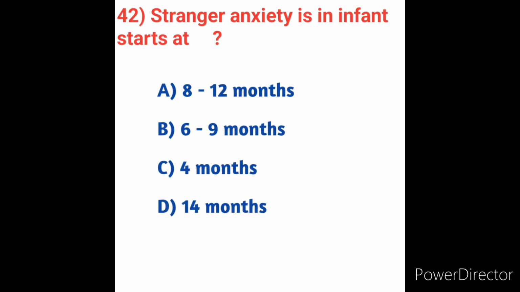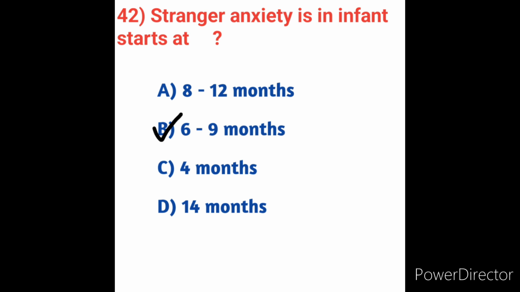Stranger anxiety is manifested by crying when an unfamiliar person approaches the baby. So, if an unfamiliar or unknown person approaches the baby, the baby will start crying. This is called stranger anxiety. It is normal when it starts at about 8 to 9 months of age, and it usually stops by the age of 2 years.